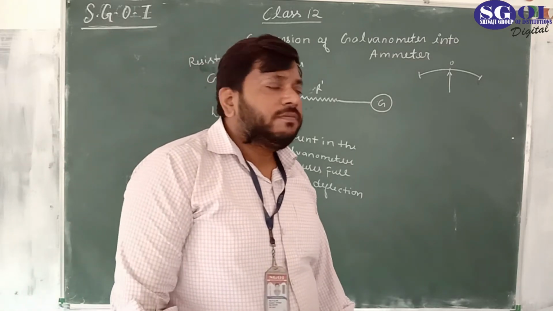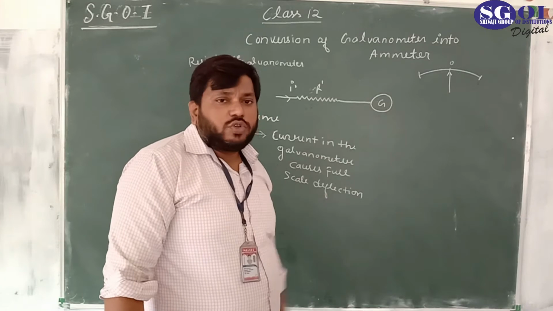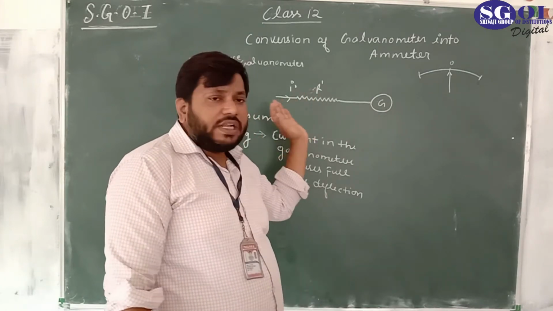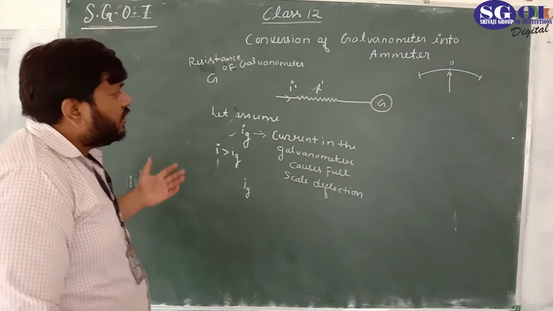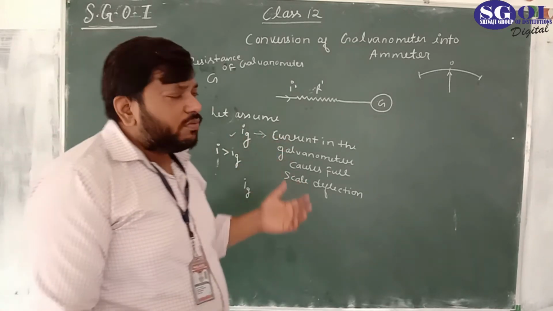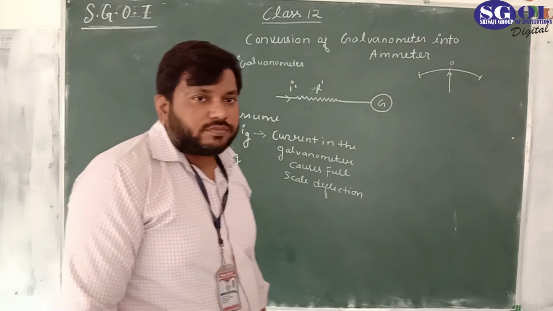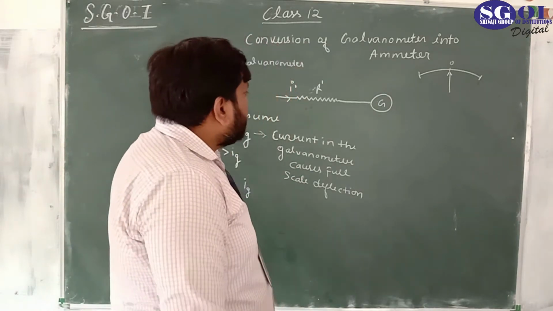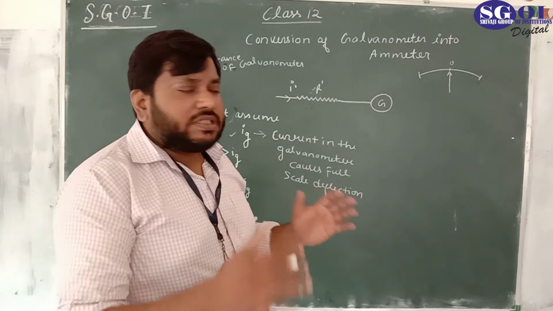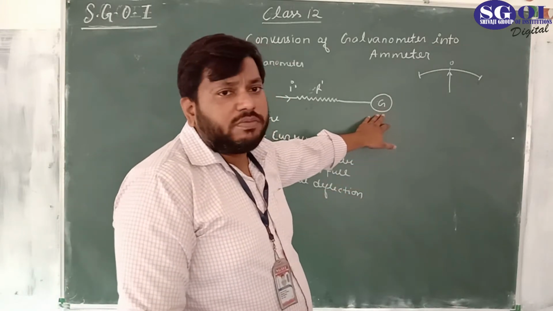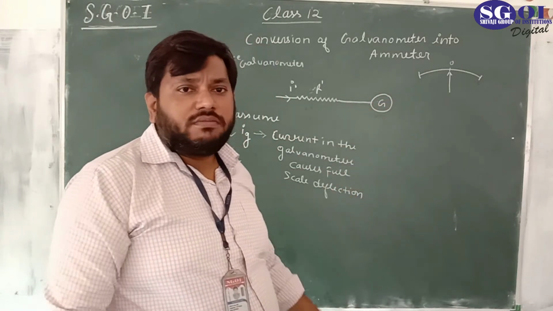So how would we modify this galvanometer so that we can correctly measure the current which was flowing before applying the galvanometer in the circuit? For that we want to make such a circuit so that the resistance of the overall galvanometer will become small.